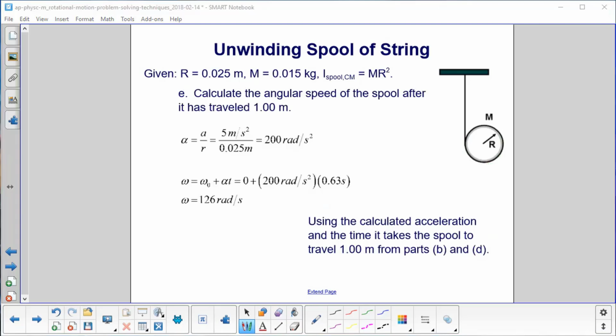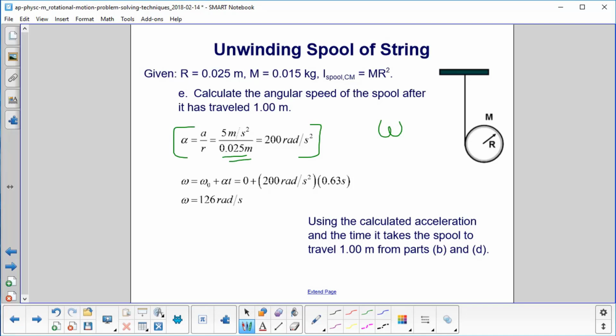Calculate the angular speed of the spool. So what does that mean? We're looking for omega, not v. To find that, we're going to need the angular acceleration. So angular acceleration is linear acceleration over r. R is the radius of the spool, and we find out that that's 200 radians per second squared.